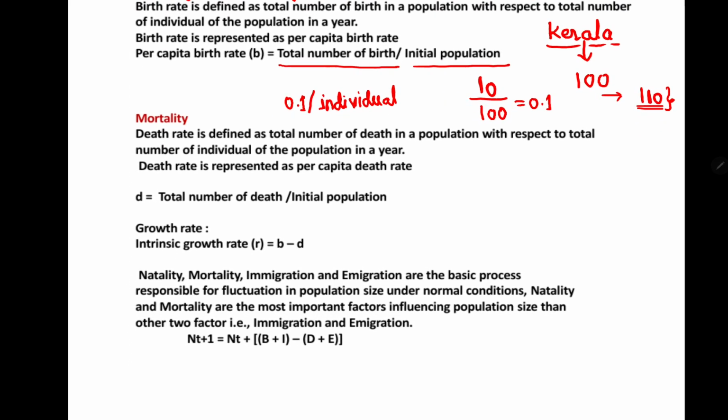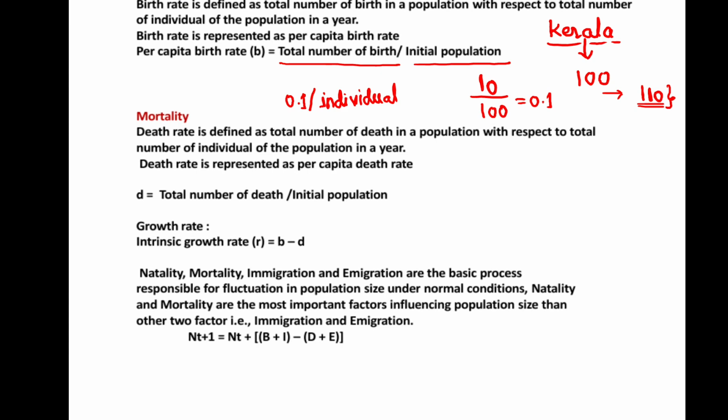Next one is mortality. Mortality means the total number of deaths in a population with respect to the total individuals in the population. If you have a particular population in a given area, the number of individuals who died per capita is called mortality. Mortality is also called death rate.